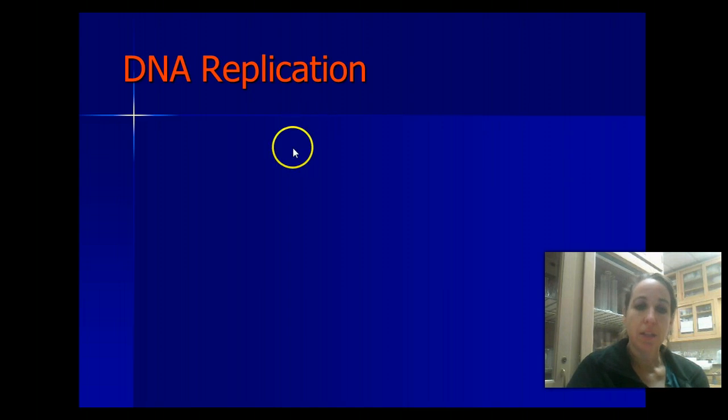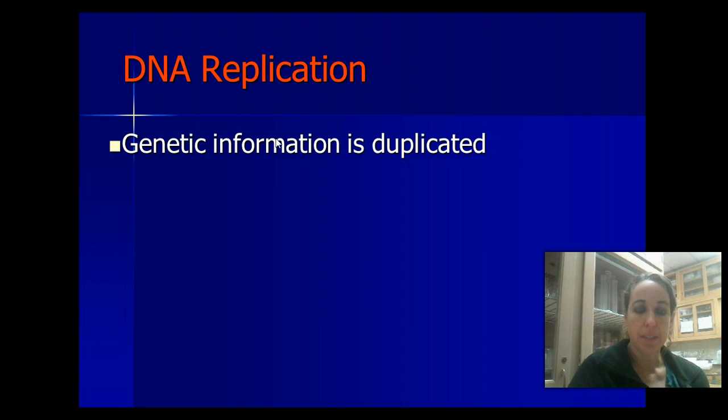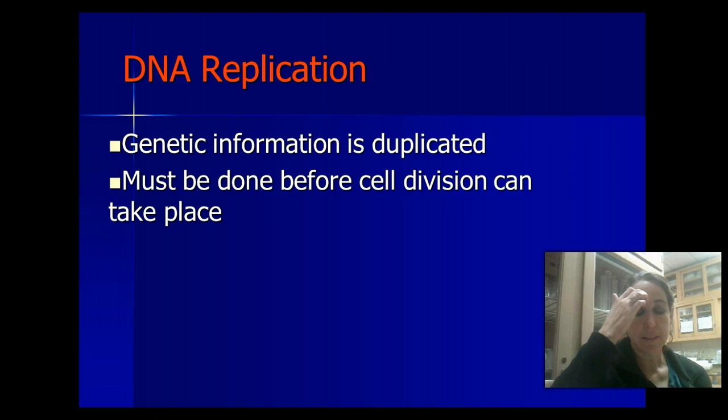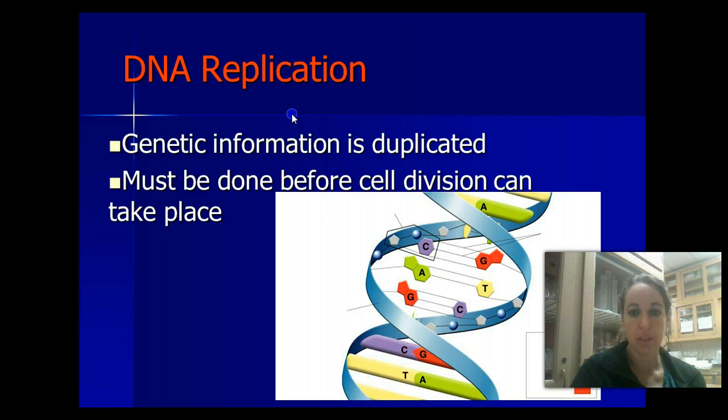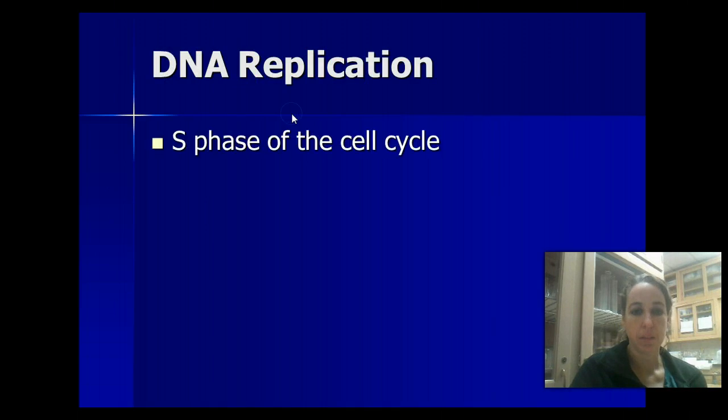Okay, so now let's talk about what all that has to do with DNA replication. So with DNA replication, the genetic information is duplicated, and that has to be completed before cell division can take place. And that's what we're focusing on with this unit, is how we get new cells. So in order to get new cells, we have to replicate our DNA first. So it's going to occur during what's called the S phase of the cell cycle, which we'll talk a lot more about later.